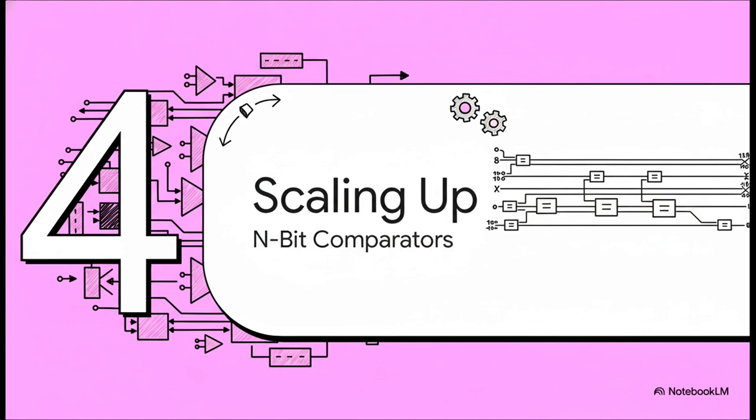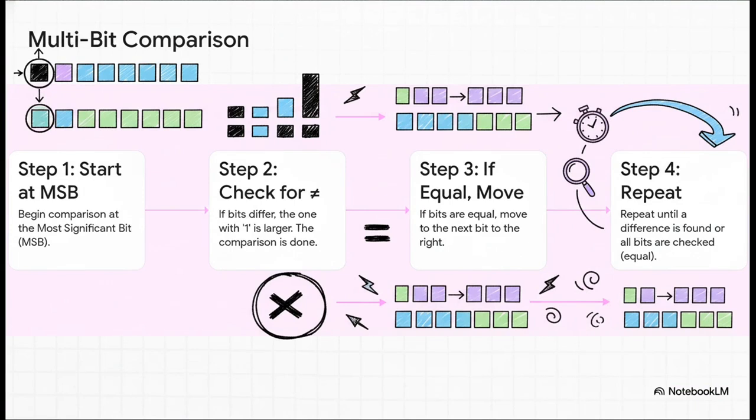All right, so we've completely mastered comparing a single bit. That's great. But our computers work with numbers that are 8, 16, 32, or even 64 bits long. So how do we scale our simple little logic block up to handle real-world numbers? Well, the algorithm is actually identical to how you and I compare numbers in our heads. You start from the most important digit. In binary, that's the most significant bit, or MSB. If those bits are different, you're done. You instantly know which number is bigger. But if they're the same, you just move one position to the right and you repeat the process over and over until you either find a difference or you run out of bits.